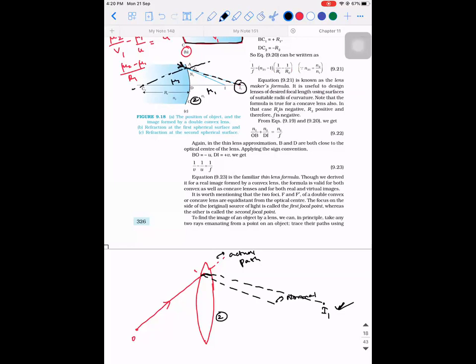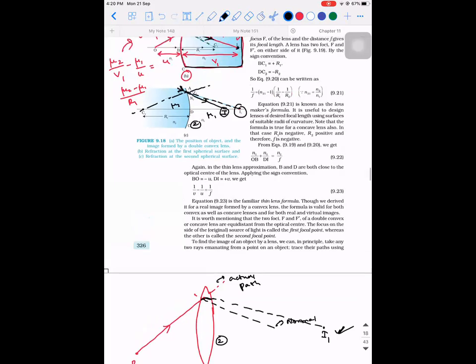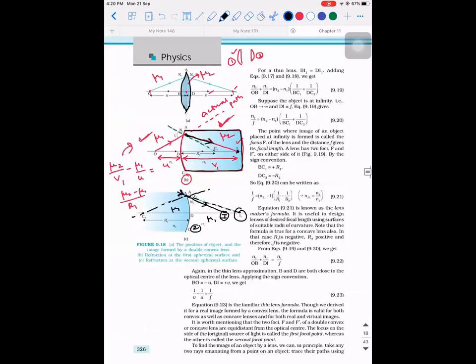What should happen to it? It will bend away from the normal. This is the actual path, this is the normal. It will start bending away from the normal, and this is where the final image is formed. And this final image is this I. I hope I didn't confuse you guys. I hope it is clear. Fine. Okay.